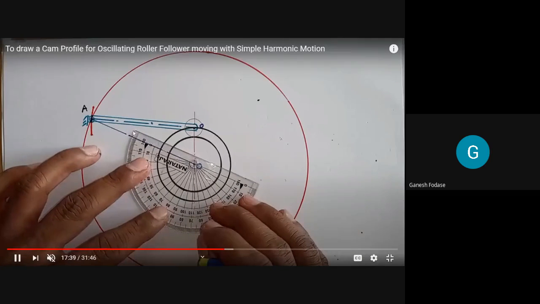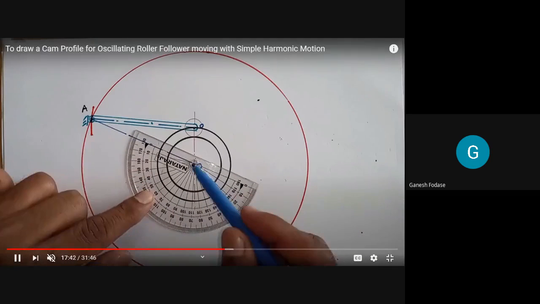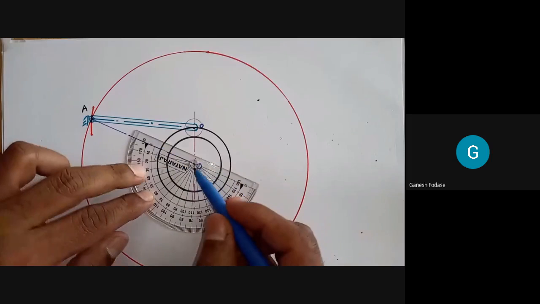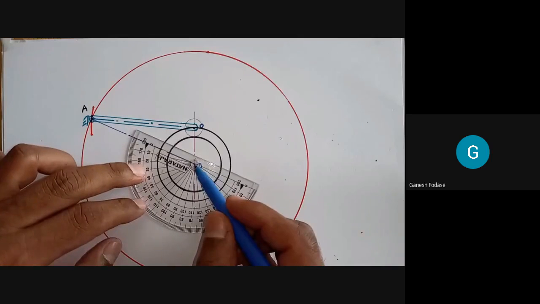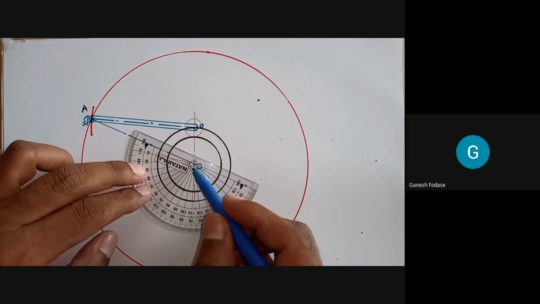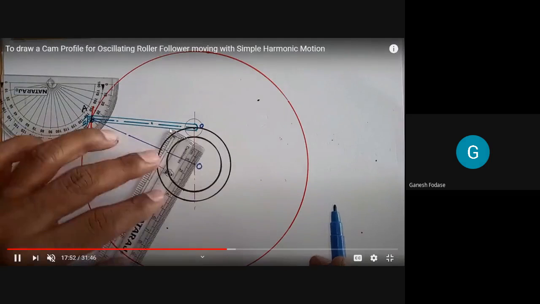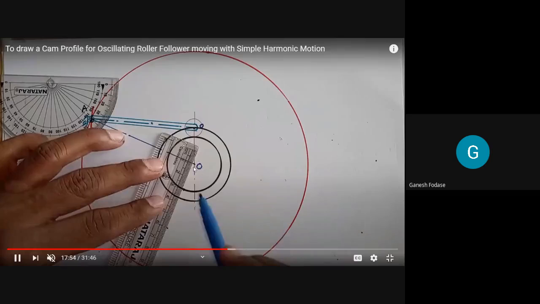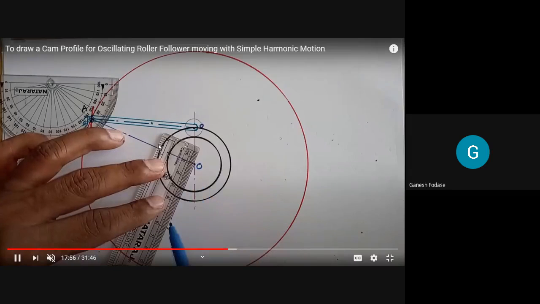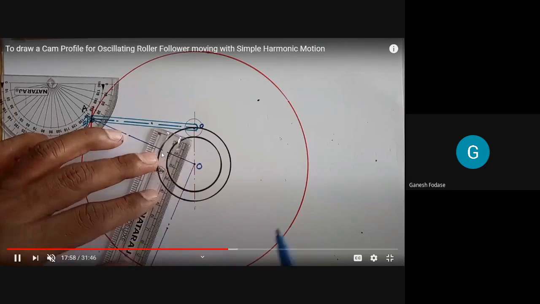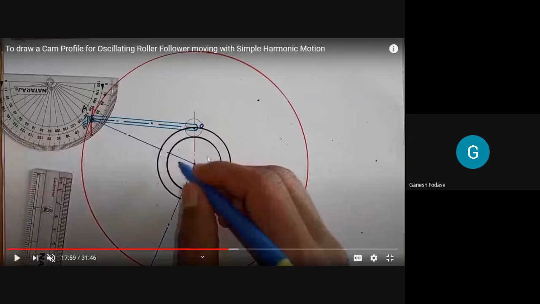fulcrum center, the next step is you have to divide this circle into theta O, theta D, theta R. But remember, it is important from which point you start the division. Start division from this OA, the line joining cam center and fulcrum center. Generally, we start division from the radial line, means from roller center to cam center.